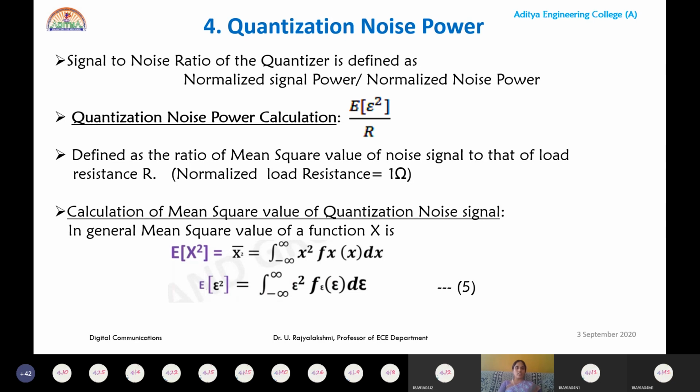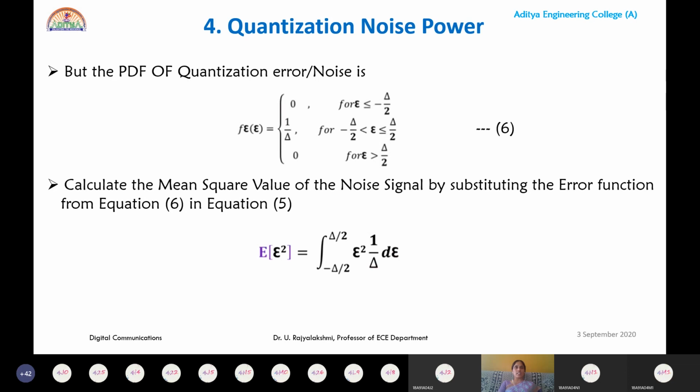Okay, so in the next slide, let us change the integration limits to minus delta by 2 to plus delta by 2 and replace the generalized PDF expression for error as 1 by delta from minus delta by 2 to plus delta by 2. So integration limits will change and the function value will also change, that is 1 by delta. Okay, so this is about the expectation of error square, that is the mean square value of the quantization error.